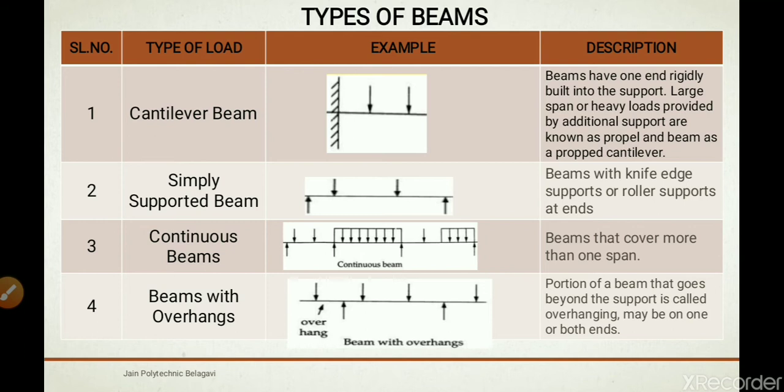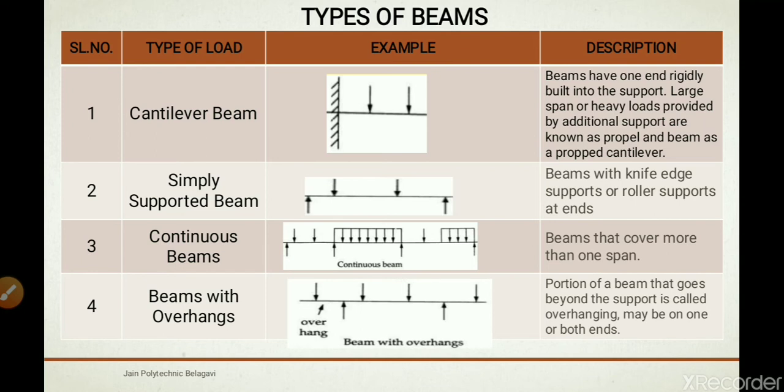So coming to the third one, continuous beam. The beam is supported over more than two supports or more than two columns, so it is said to be a continuous beam. The example is clearly mentioned, so it is showing us 4 supports and 2 point loads in the first span, uniformly distributed load in the second span, and a combination of point load and uniformly distributed load in the third span.